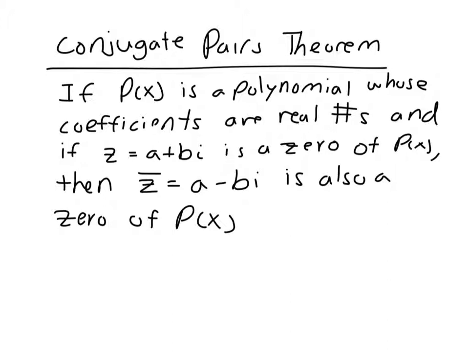The last theorem is the conjugate pairs theorem, which says that if p of x is a polynomial whose coefficients are real numbers, and z is a complex number, if z is a zero of the polynomial, then its conjugate is also a zero of the polynomial. Okay? So we'll go ahead and start doing some examples. We're going to be using this theorem a lot too.